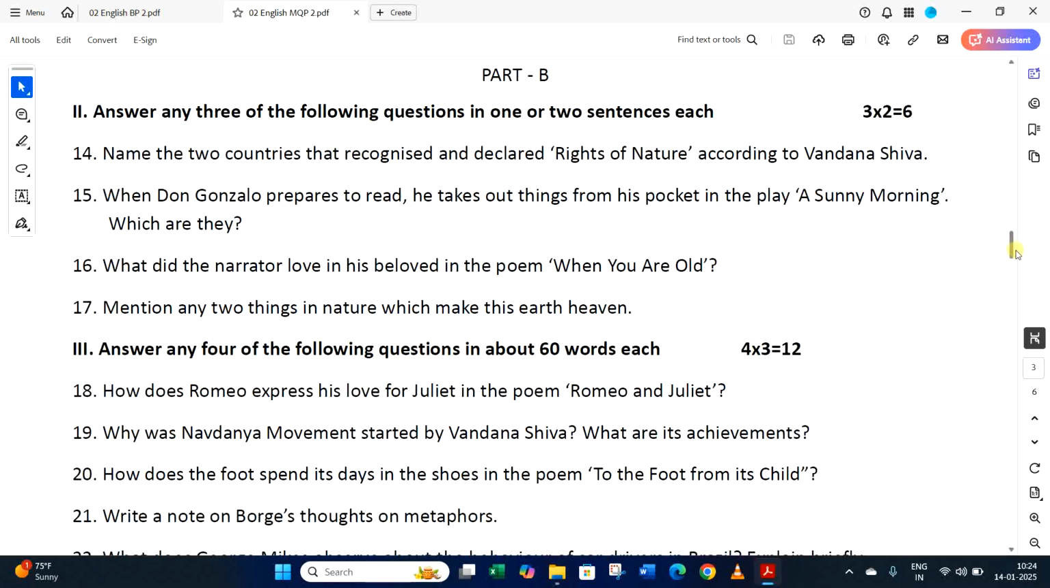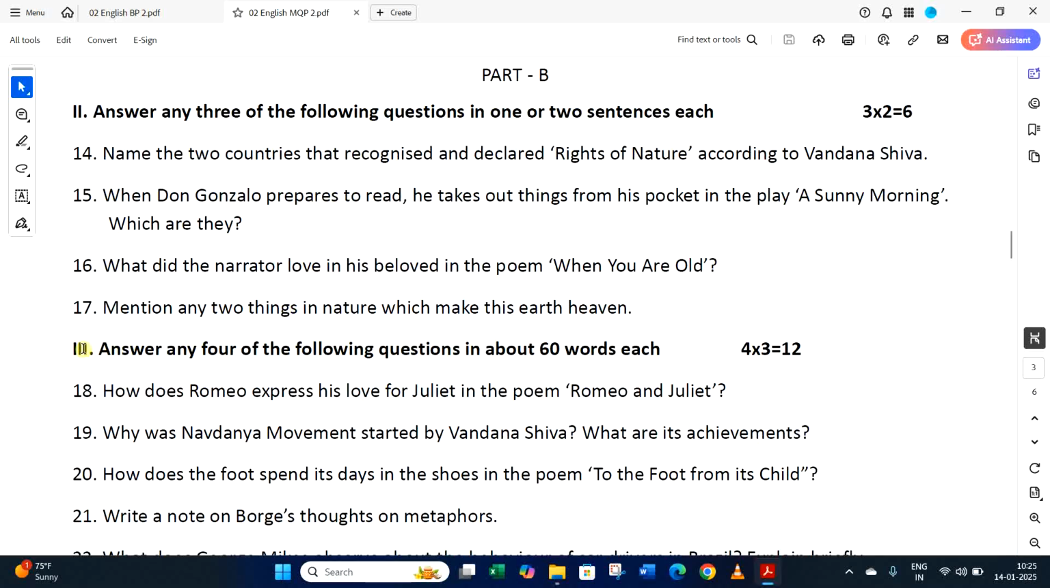Moving to the next question, that is part B. Part B is all about textual questions. Answer any 3 of the following questions in 1 or 2 sentences each for 6 marks. So we have to write any 3, which is for 2 marks each. For example, name the 2 countries that recognized and declared rights of nature according to Vandana Shiva. I will not go into detail about these questions. You have to read question numbers 14, 15, 16 and 17. Out of 4 questions you have to write any 3, for 2 marks each.